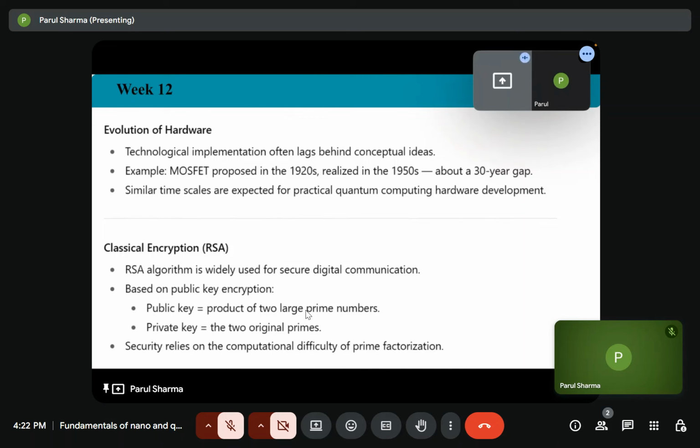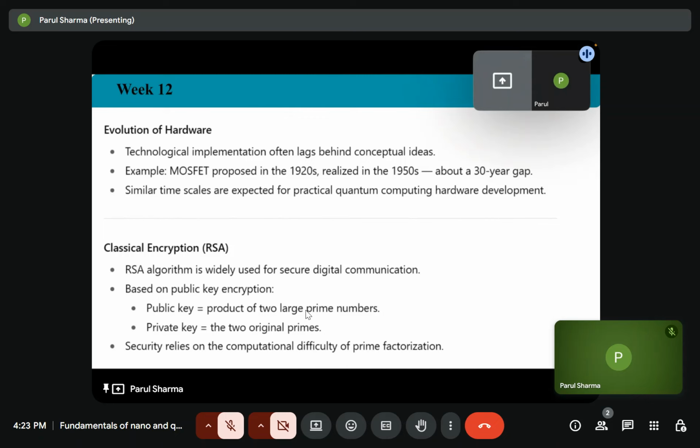So one protocol was classical encryption, RSA. The RSA algorithm is widely used for secure digital communication. So it was based on public key encryption. So there's a public key and a private key. The key consists of two prime numbers, and if we multiply them, we will announce the product.